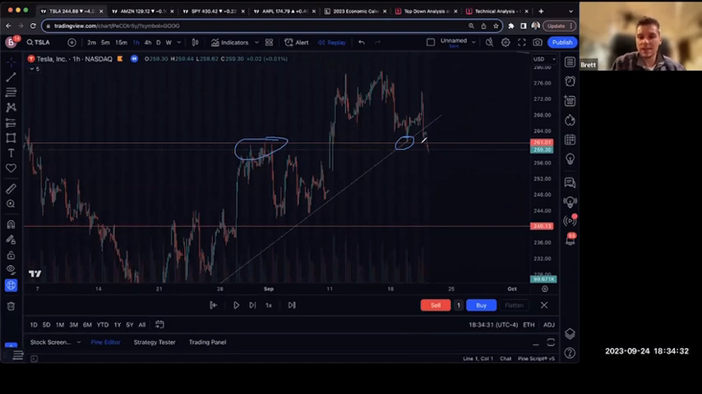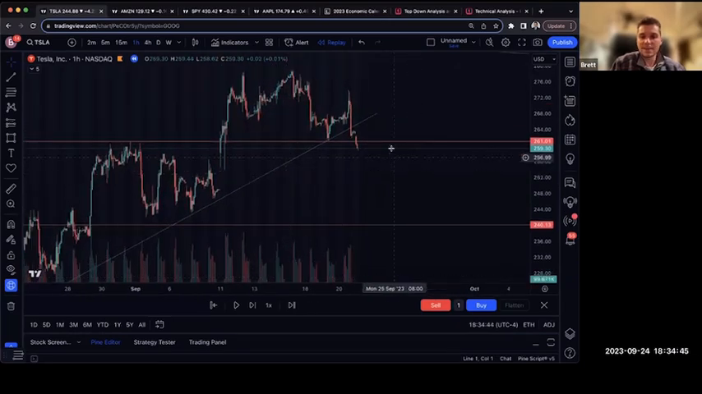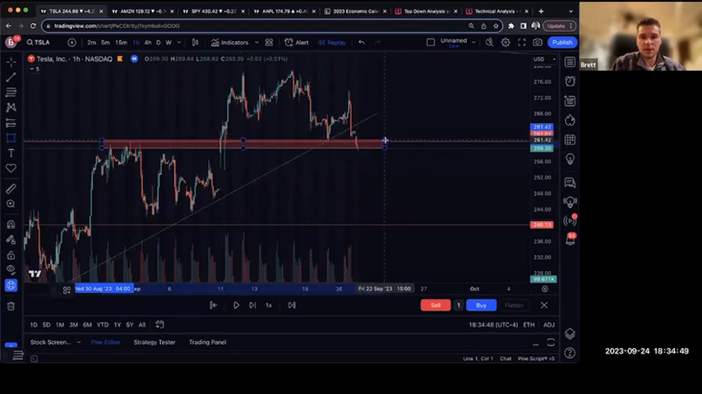So at this point, as long as we are under this technical resistance, we can look for puts for us to move back down to 240. And that is exactly what we did. If you go now to the hourly time frame, you'll see that as long as we maintained under 261, under this sort of supply here, we were okay to hold puts on this.